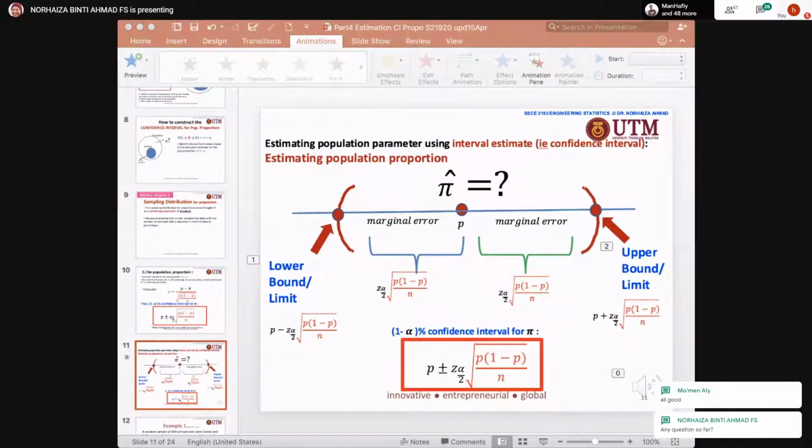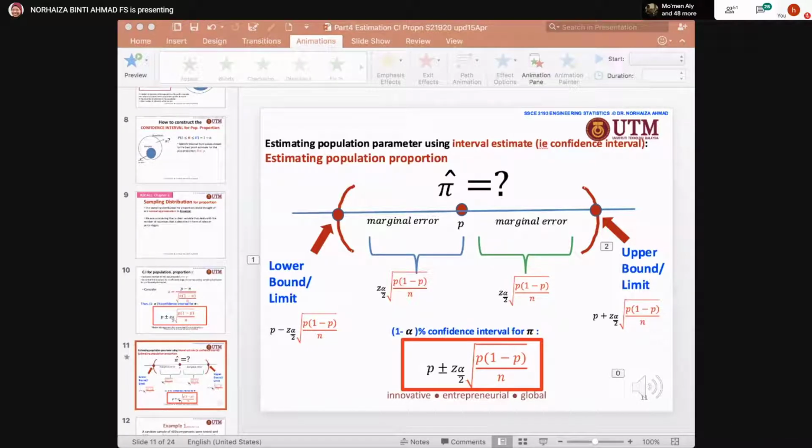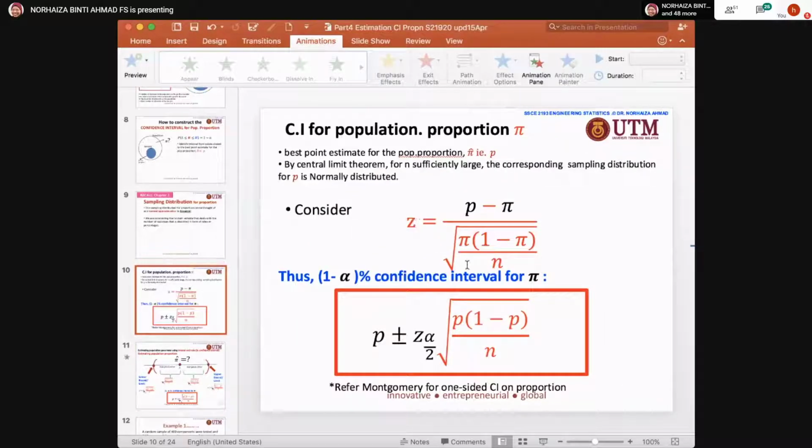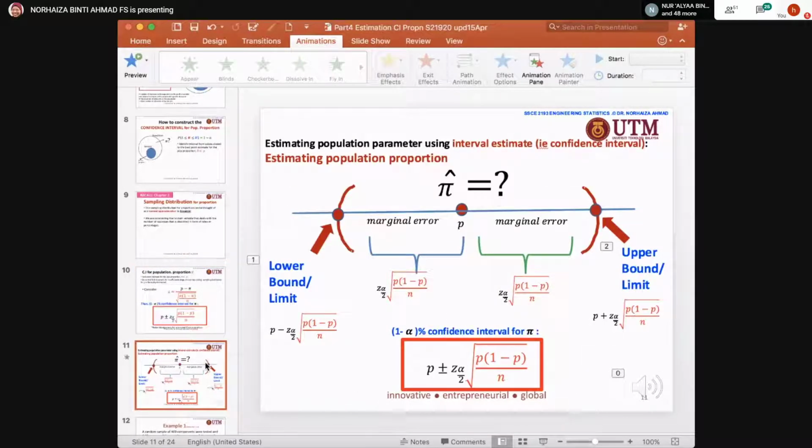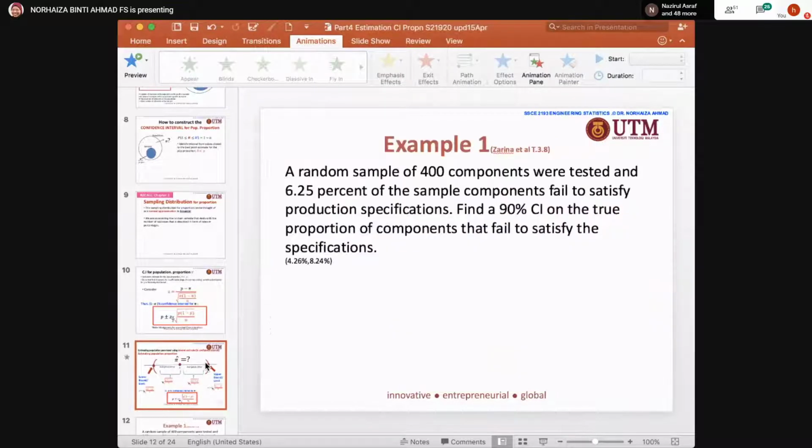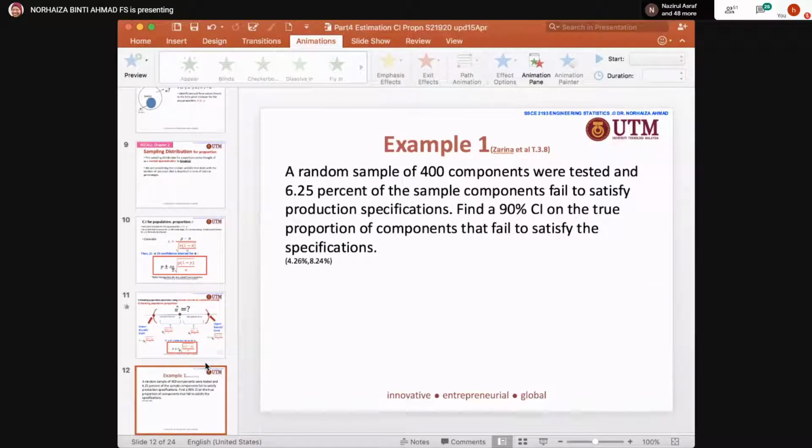So the concept is similar to the confidence interval for the mean. The difference is you have a different sample and a different point estimate, because this is your best point estimate, and also a slightly different marginal error, but the form is still similar. That means you're going to take z times this. Let's look at an example.